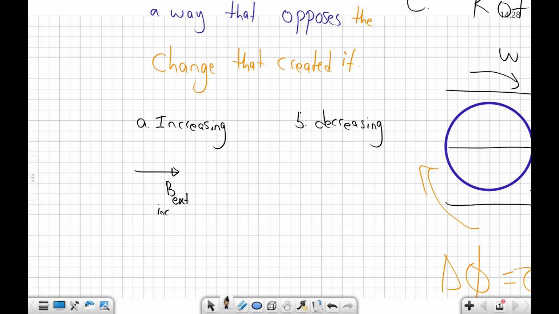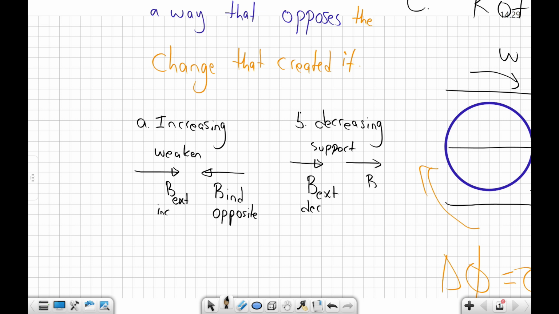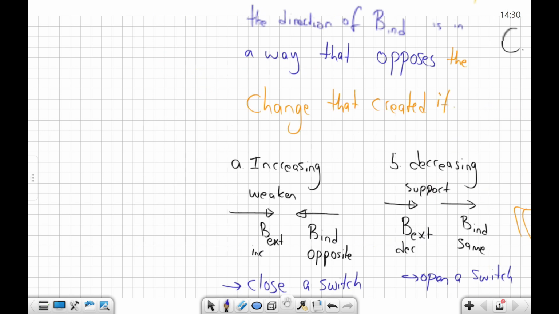And this change is increasing actually. So it will try to weaken it, because it doesn't want its field to increase. So it will be in the opposite direction. This will be the induced one, being in the opposite direction to the external one. But in the case of decreasing, it doesn't want it to decrease, so it will try to support it. The external one is decreasing, so it will try to support it. So it will be in the same direction. Another example for increasing is when you close a switch. Another example for decreasing is when you open a switch. So that is Lenz's law.